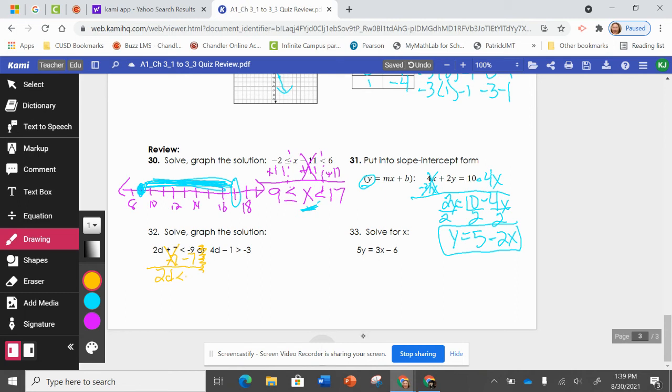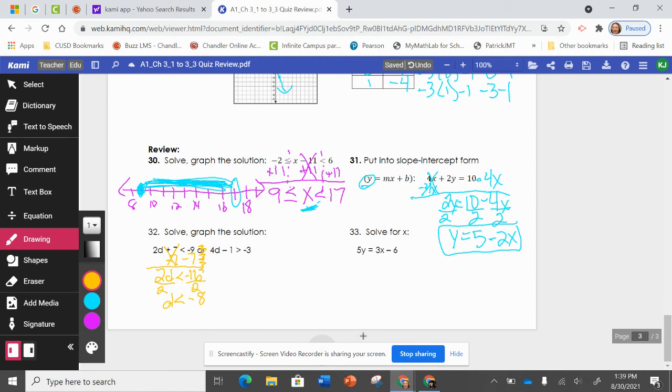-9 minus 7 more is -16. Divide by 2, and d, again, we're not changing the inequality sign because we're dividing by a positive 2. So d is less than -8.